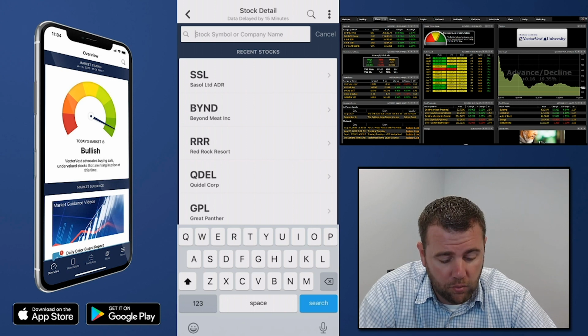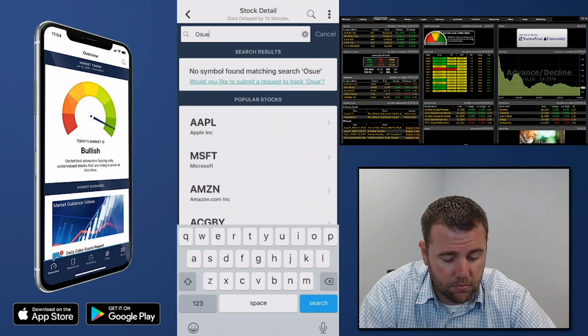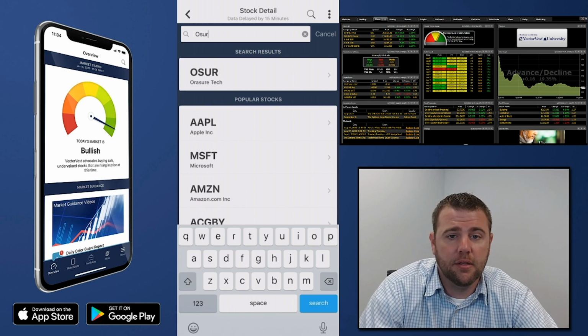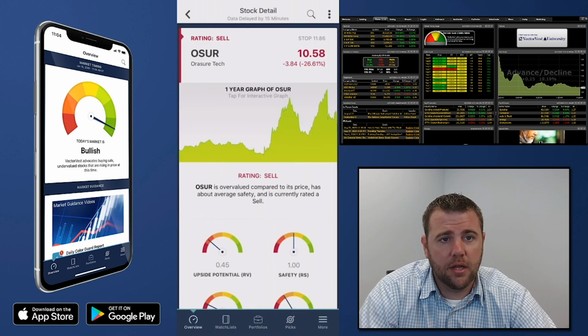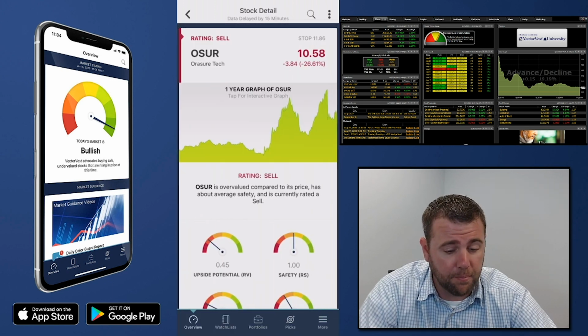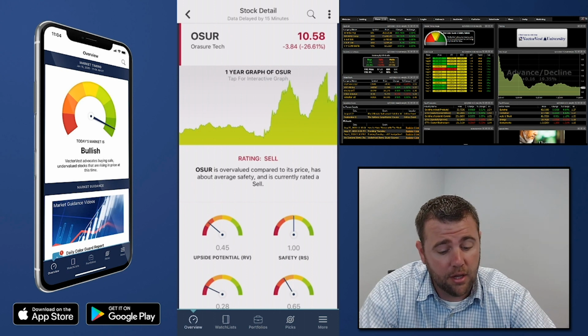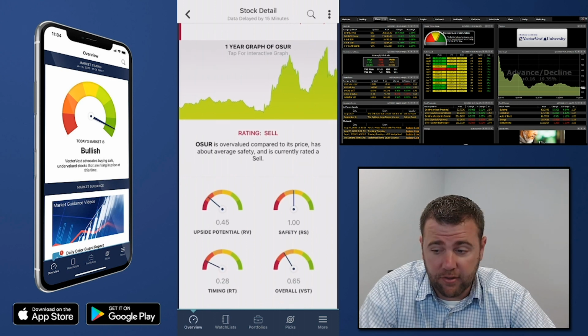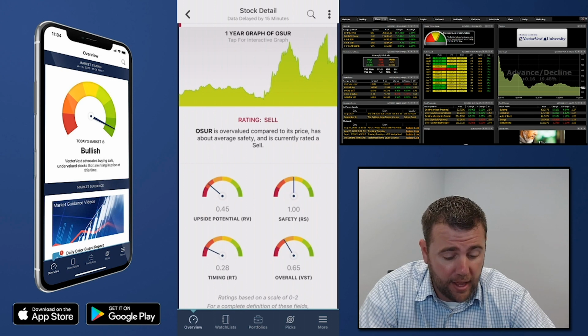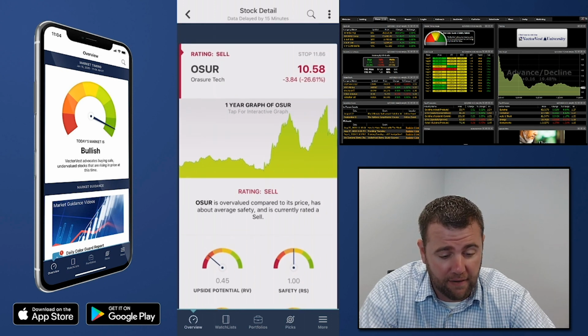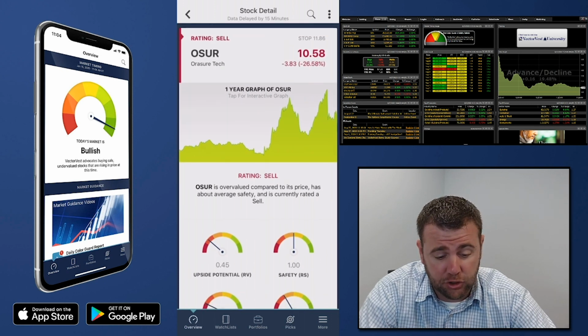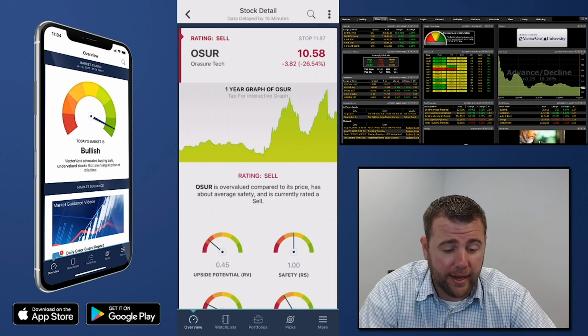And then OSUR. There we go. Let's go ahead, take a look at this one. So this one, poor long-term potential, about average risk associated with it. It's in a sharp decline. Therefore, the stock is definitely not favorable. Maybe as a short seller, but definitely not going to be buying it long right now.